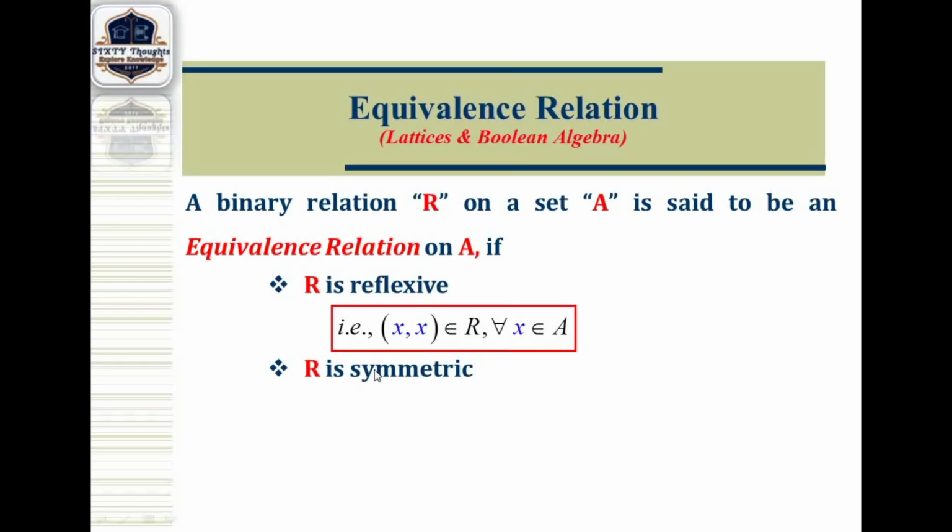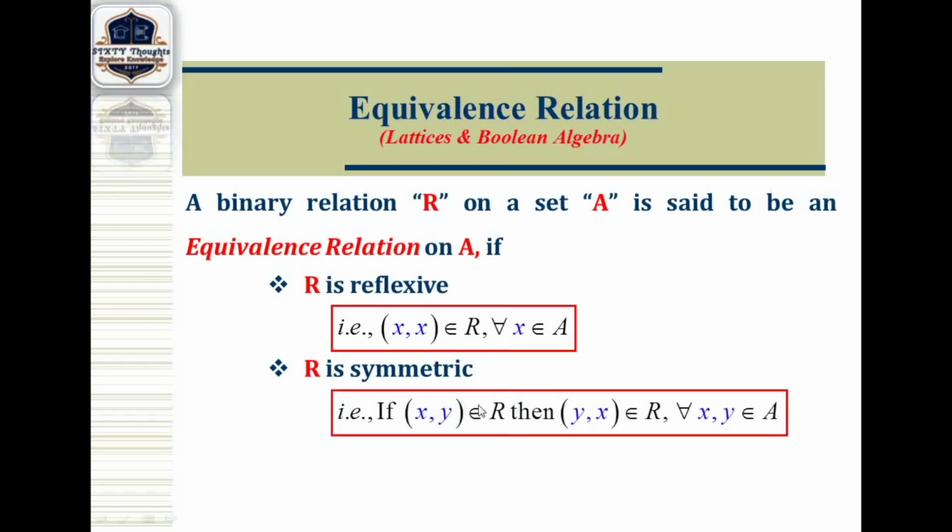What is meant by R symmetric means if x comma y belongs to R, then y comma x belongs to R, for all x comma y belongs to A. Then it is called R is symmetric. For example, if you take 1 comma 2 belongs to the relation set R, then we can write 2 comma 1 also belongs to relation set R. Then only R is called symmetric.